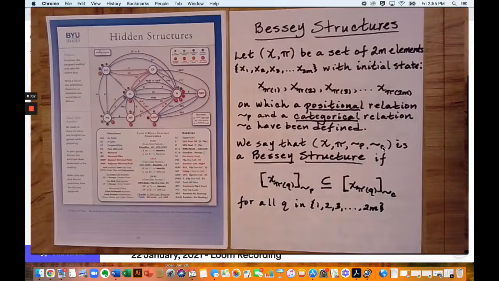Okay, I think it's time to drink out of a fire hydrant. Here on the left is what I call the hidden structures diagram. It has a majority of the structures and mappings that we will be looking at in this book and in this course.